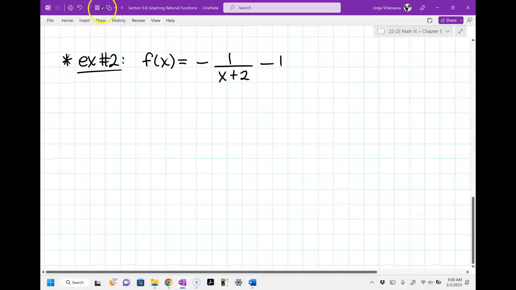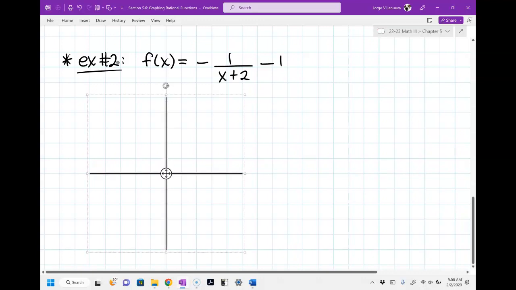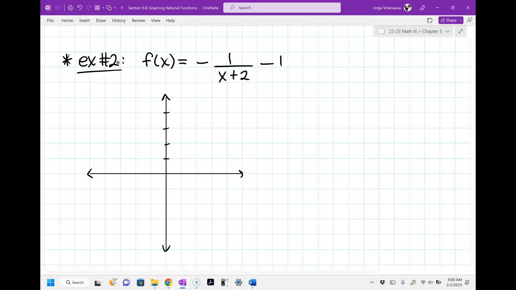Again, I'm just going to draw my coordinate plane here. Now in your homework, you already have the graphs, so you don't have to worry about graphing. I already put them on there for you, so you don't have to spend time drawing them out.